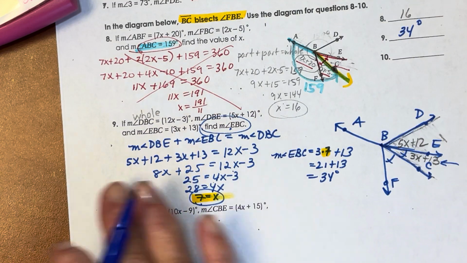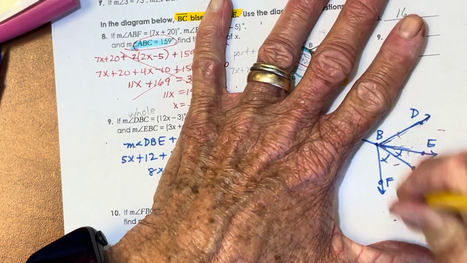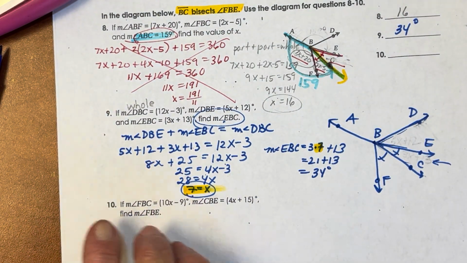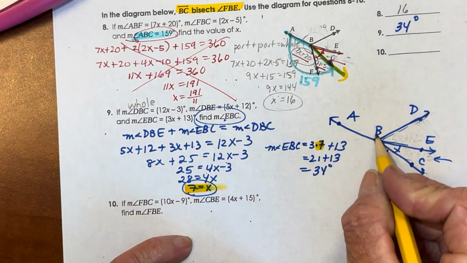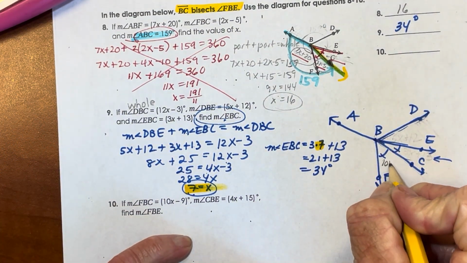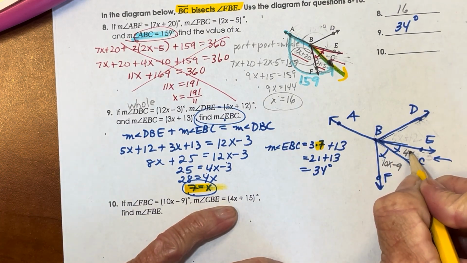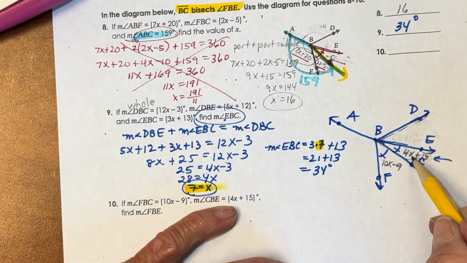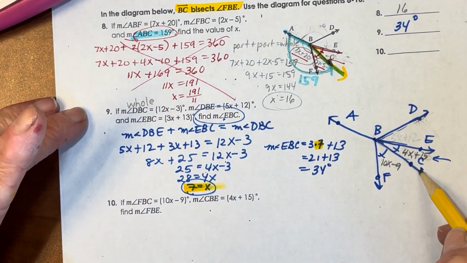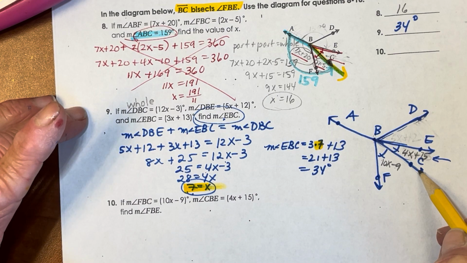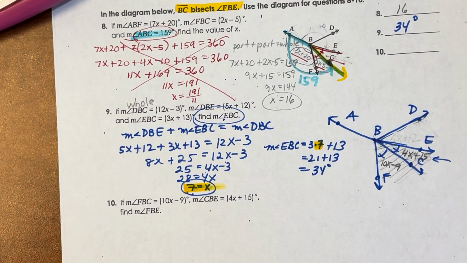All right, I'm going to use this picture one final time. So I'll erase what I wrote. And let's see what we've been given. So they give us the measure of FBC. FBC is this piece, that's 10x minus 9, and CBE, and that part is 4x plus 15. So we've been given expressions for the two equal pieces. Remember, we knew it was bisected, and in the end, we've been asked to find the measure of FBE, which is the whole entire thing.